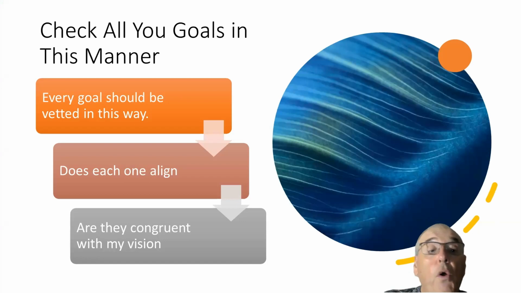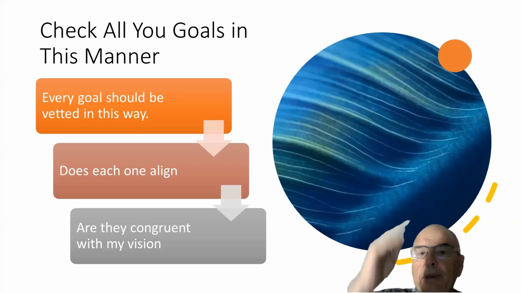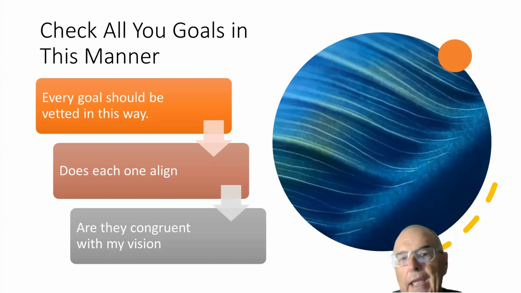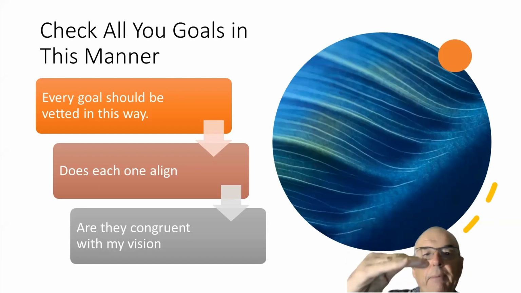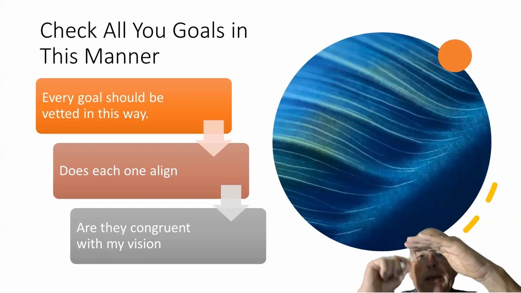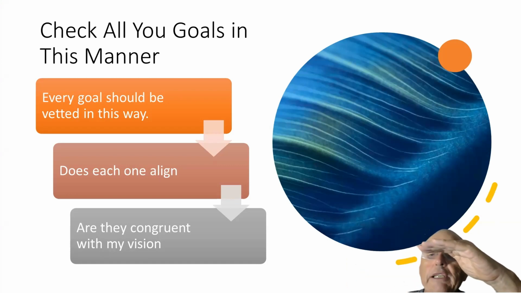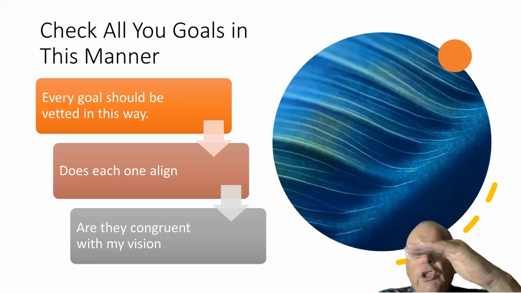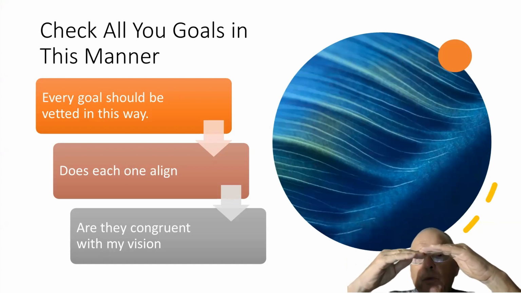Check all your goals in this manner. So you go up and down: you have a goal, and the actions you're going to take to achieve that goal. There may be three or four actions. You have your goal, the actions, with maybe a timestamp of when you're going to complete each one. Maybe it's an ongoing one that you're going to do every day. So that's what we're talking about.